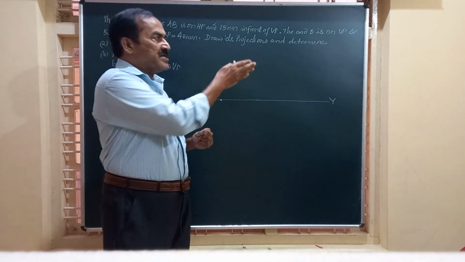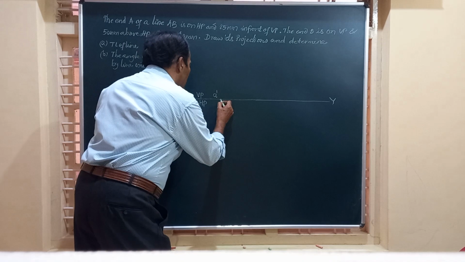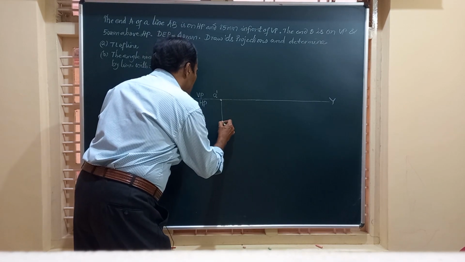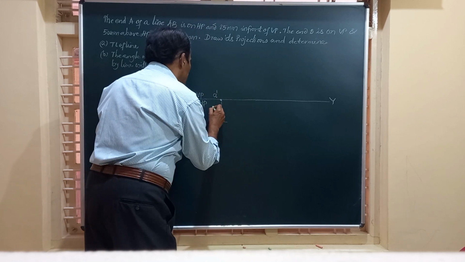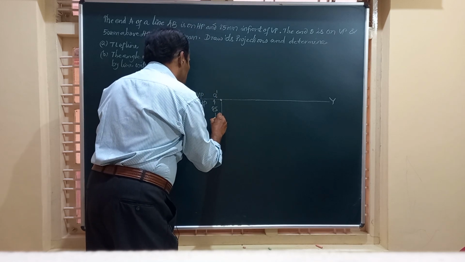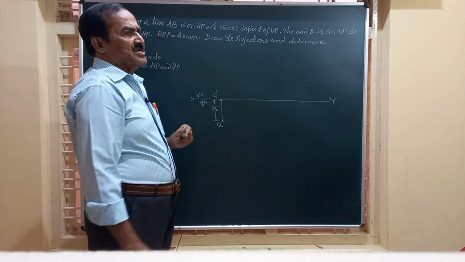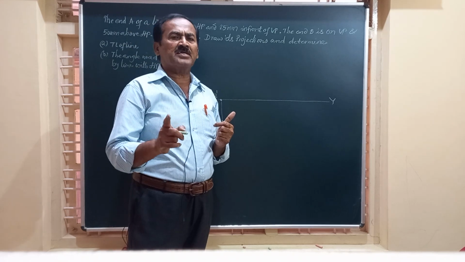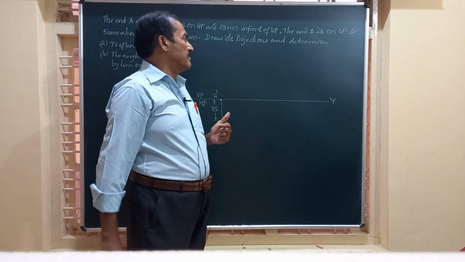So anything in front of VP is seen in the top view. So I am going to draw a line here and mark this distance as 25 mm. And this is the point where the top view of the end A lies, A. So, the line A dash A represents one of the end projectors of the straight line AB.